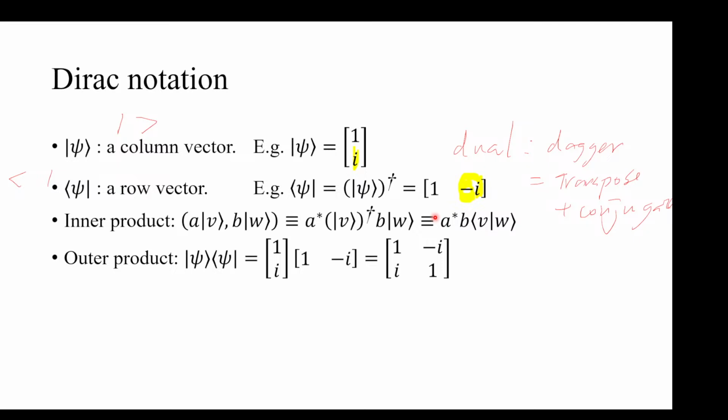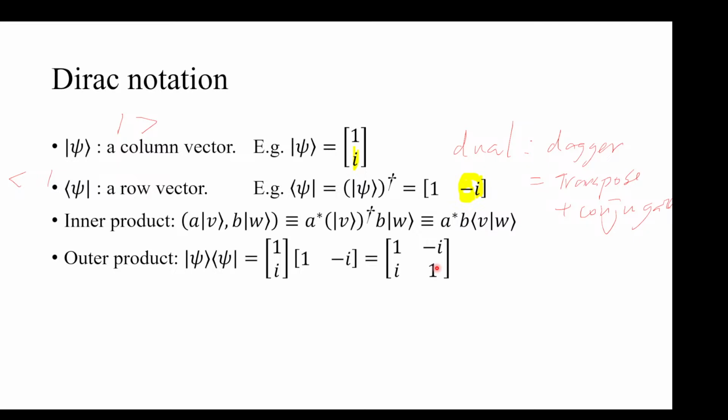And then we also have the outer product, where you also just do matrix multiplication. So you have ket psi times bra psi, which is basically a projector on two sides, and you will get this matrix. So ket psi, bra psi, and you do matrix multiplication. So 1 times (1, i) becomes (1, i), and the minus i times this (1, i) becomes (-i, 1). Okay, so those are the basic Dirac notation.